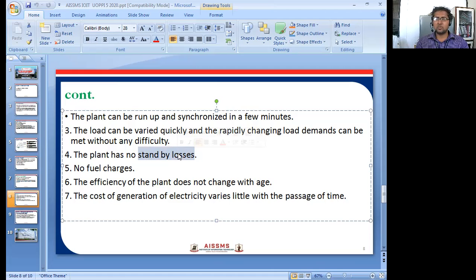So there is maximum profit, or you can say advantages, of hydroelectric power energy. No fuel charges are required for a hydroelectric power plant. The efficiency of the plant does not change with age. Suppose after 5 years, it is not changed like that. It depends on the water and at what height it is channelized to that system. That is very important. The cost of generating electricity varies little with the passage of time.